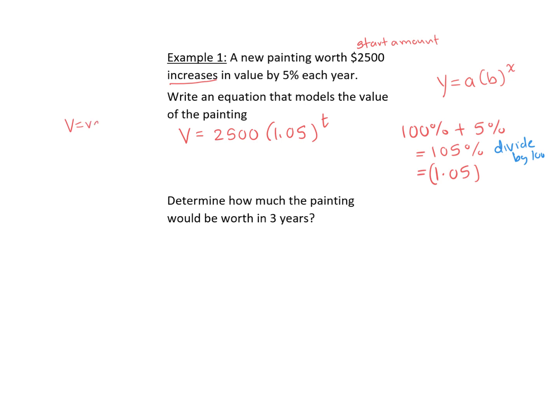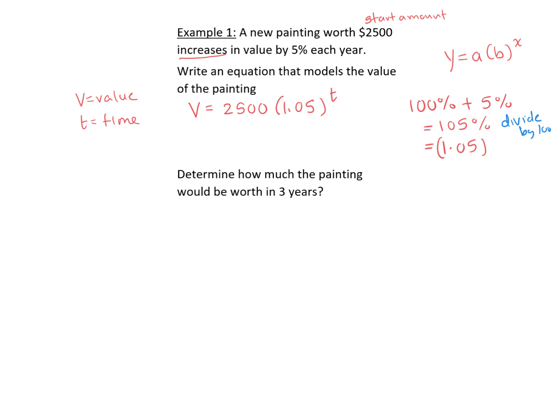So V is the value, and T is the time in years. You can still use Y and X if you want. I just like to use letters that represent what the situation is. So once I have that equation, then I can find the value of the painting in 3 years. So T is 3. So remember, order of operations, you want to do your exponent first. So we'll do 1.05 to the power 3, and then we will multiply by 2,500. So that gives me an end amount of $2,894.06.